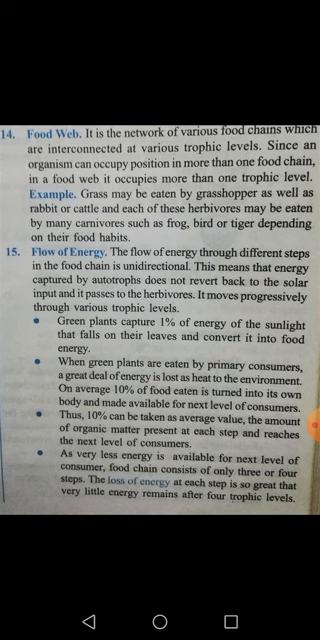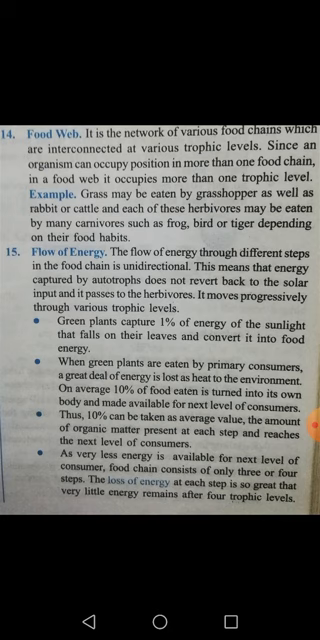Is it clear? Now the last topic which I want to discuss with you, flow of energy. As we know, the sun is the ultimate source of energy, and the sun's energy comes in the form of solar energy, and the plants, or producers, are trapping this energy and converting this solar energy into chemical energy during the process of photosynthesis.